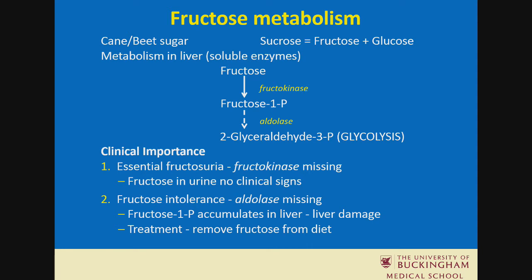In the case of fructose intolerance, the second enzyme here, the aldolase, is missing. This is more serious because the fructose 1-phosphate has been produced. You get then a build-up of the fructose 1-phosphate, and this can cause liver damage, and so the main treatment for that is to try and remove fructose from the diet so that the body's not overloaded with fructose.